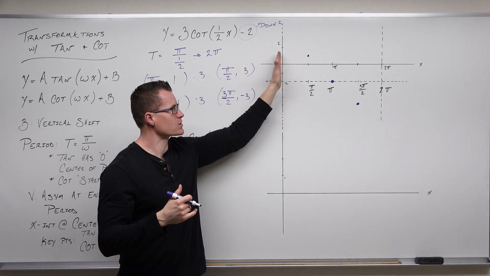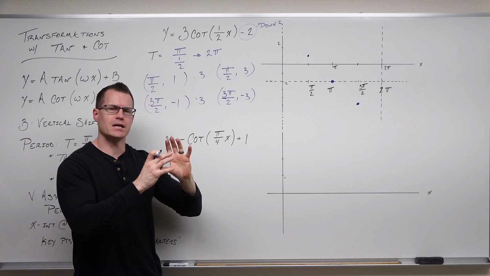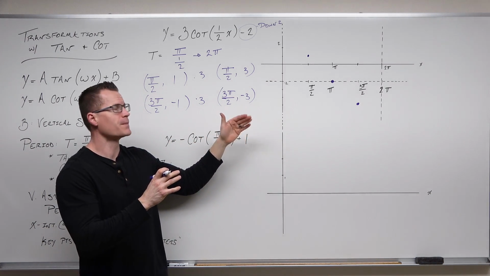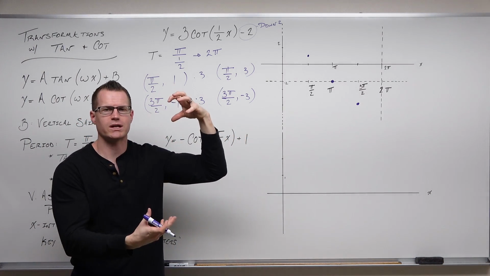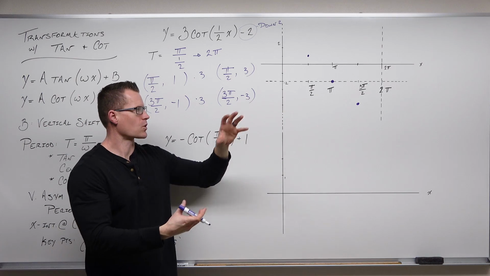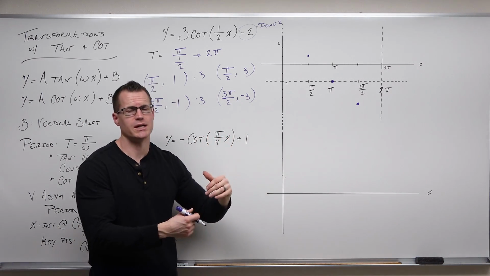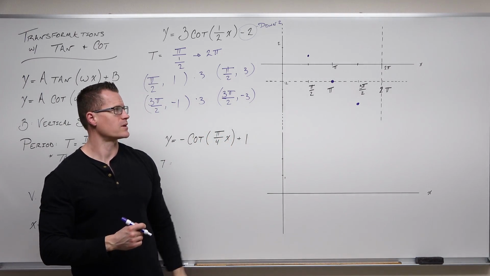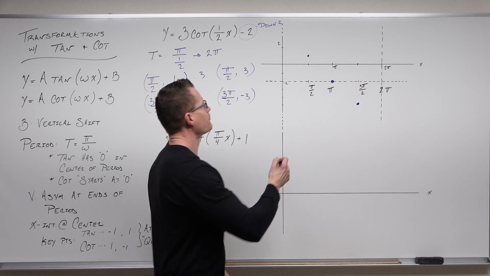It's not centered at 0, it starts at 0. And now we have our key points laid out. First quarter comma +3 because we stretched it. And third quarter comma -3 because we stretched it. There's not a reflection. There's only 3 transformations, and now we're going to graph it.